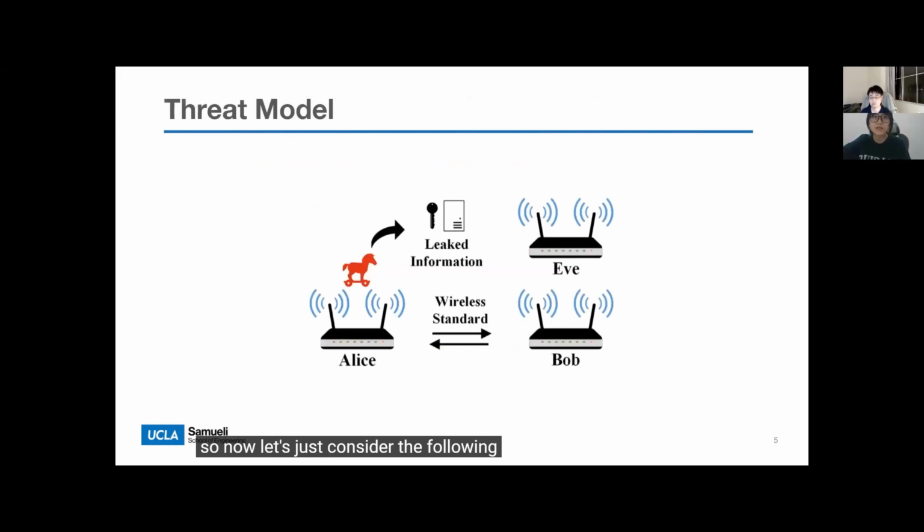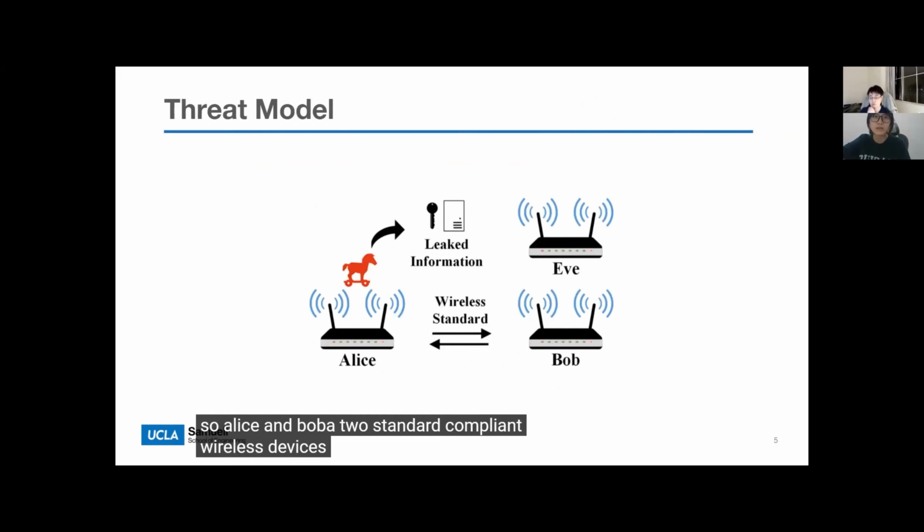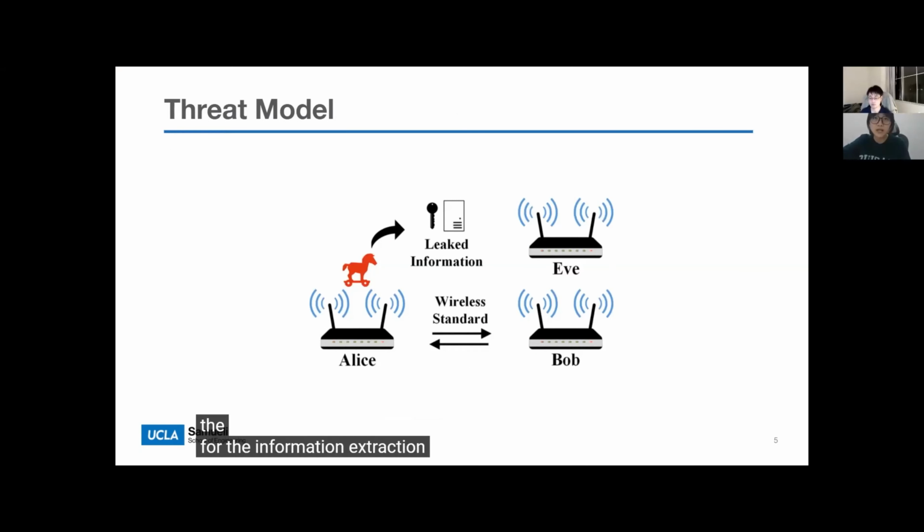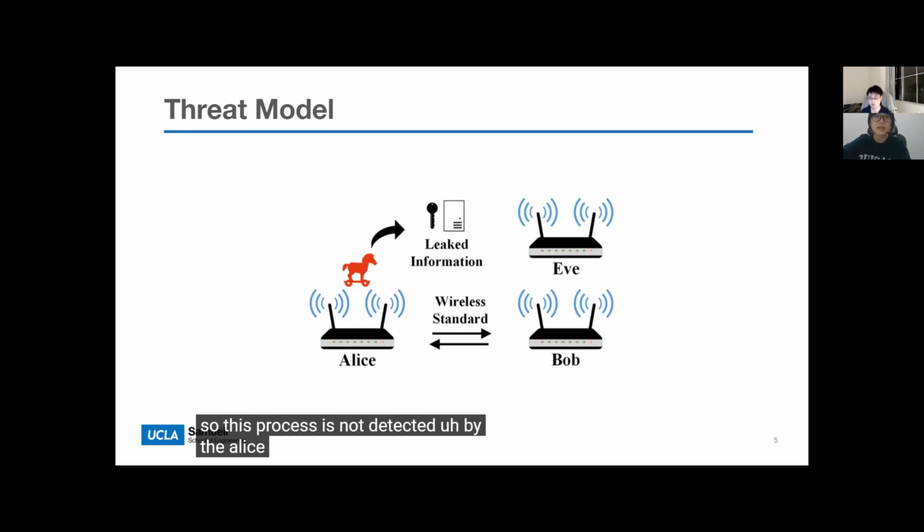So now let's consider the following scenario. Alice and Bob are two standard compliant wireless devices that have a legitimate communication established between them. An attacker introduced a hardware Trojan circuit to Alice's wireless hardware and systematically modifies the transmission power for the information extraction. This process is not detected by Alice. At the same time, the attacker or a third party observes this distortion and retrieves the leaked data.